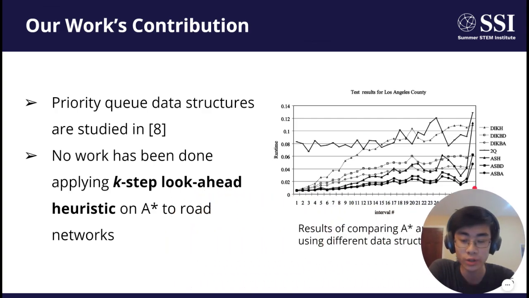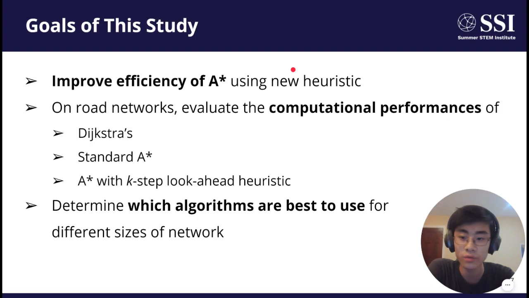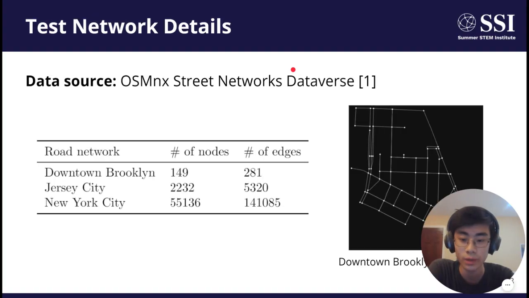So the main contribution of our work will be to apply the k-step look-ahead heuristic to A-star on road networks for the first time because most studies have used simple Euclidean distance as the heuristic function. Therefore, the goal of this study will be to improve the efficiency of A-star using this new heuristic, specifically by evaluating the computational performances of Dijkstra's, standard A-star, and A-star with the k-step look-ahead heuristic for various values of k. We will then determine which of these algorithms are best to use for different sizes of network.